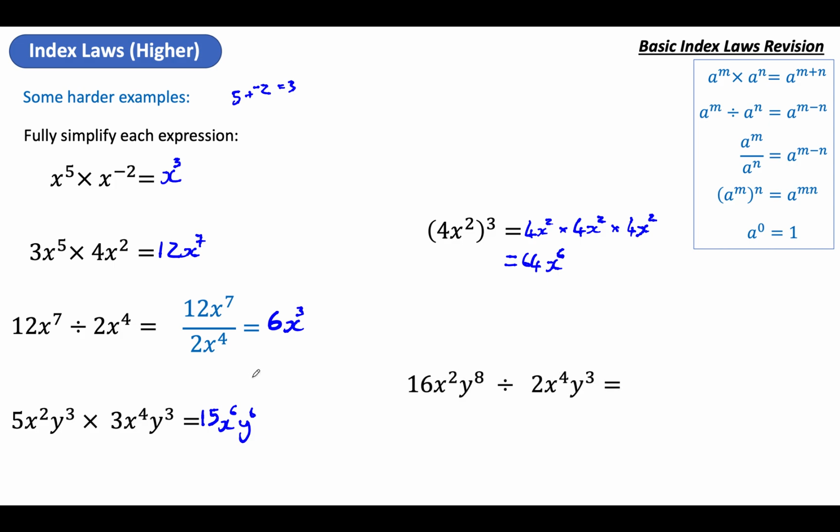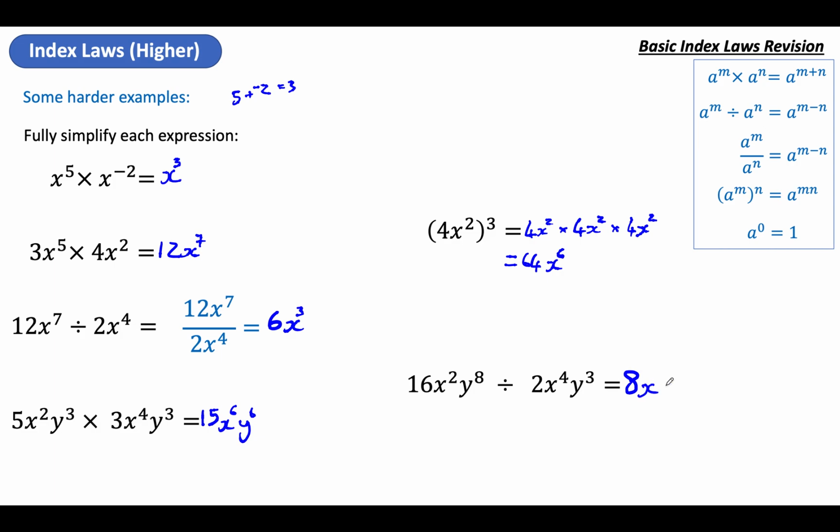Okay, what about this one? Now, we've already shown this as a fraction, so we show what we're doing. Ordinary numbers, ordinary maths, right? So 16 divided by 2 is 8. And then we've got x squared divided by x to the power of 4. So that's 2 take away 4. Now, that doesn't leave 2. You can't just do the big one take away the small one. It's always the first one take away the second when you're dividing like that.